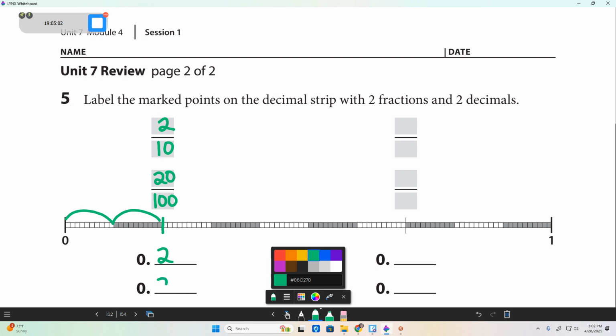And 20 hundredths is 0.20, and those decimals are exactly the same. So all of that green stuff is the same, right? They're just different versions of the same amount.